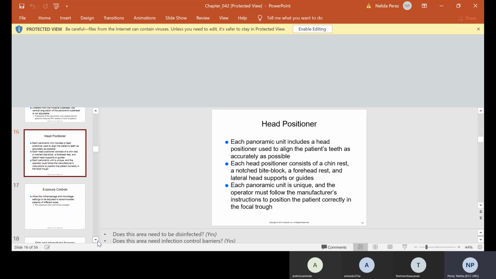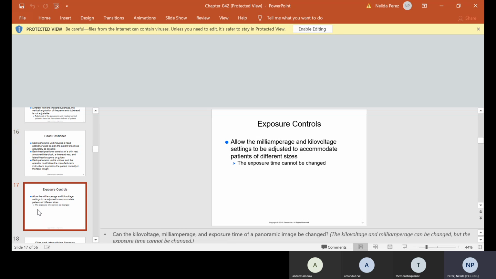When you go to an office that has a panoramic, in less than 5 minutes you'll know how to use it, because all you have to do is have the patient come in, put them in the head position, make sure their head is nice and straight and their tongue is up to the roof of the mouth, and then the machine goes around their head.